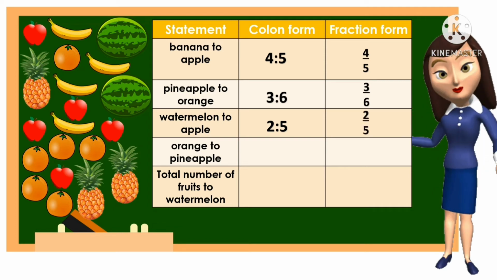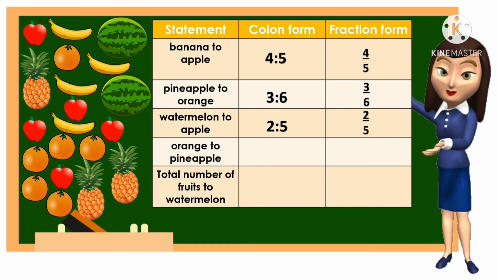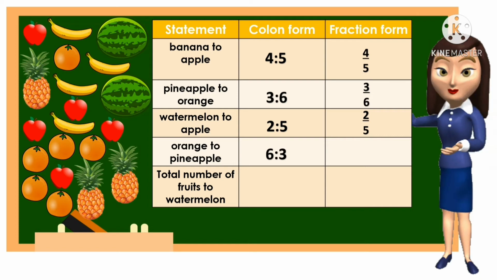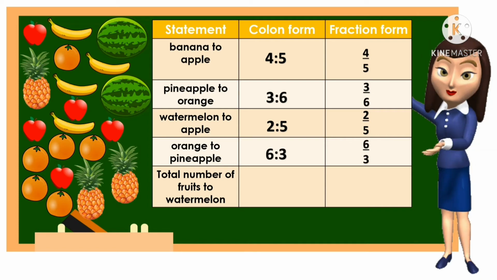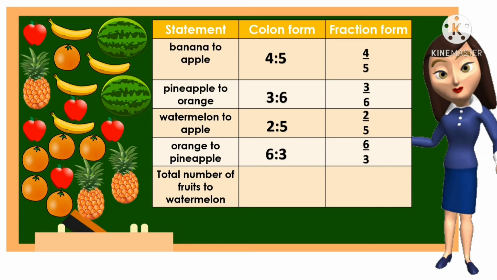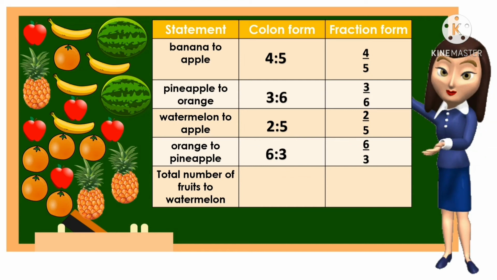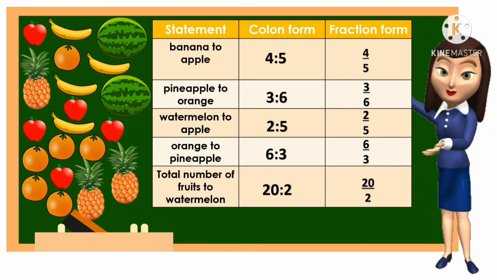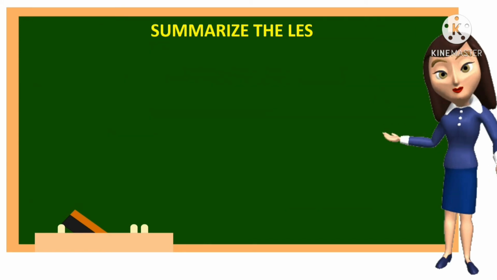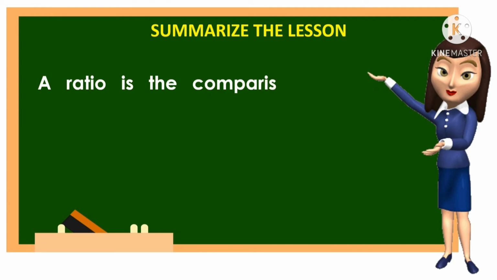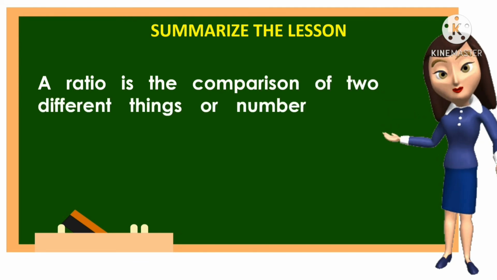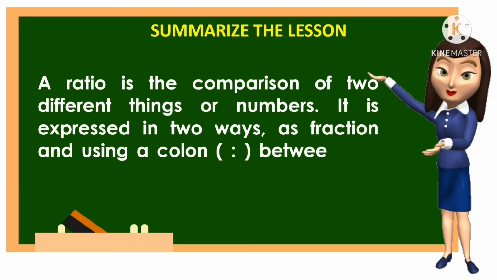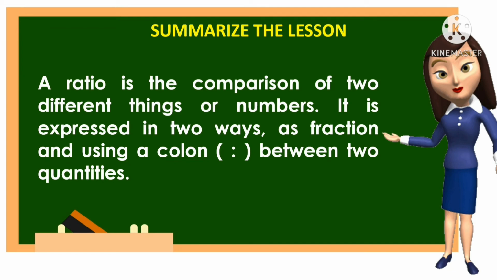Or 2/5. What is the ratio of orange to pineapple? The answer: 6:3. Or 6/3. What is the ratio of total number of fruits to watermelon? The answer: 20:2. Or 20/2. Let us summarize the lesson. A ratio is the comparison of two different things or numbers. It is expressed in two ways, as fraction and using a colon between two quantities.